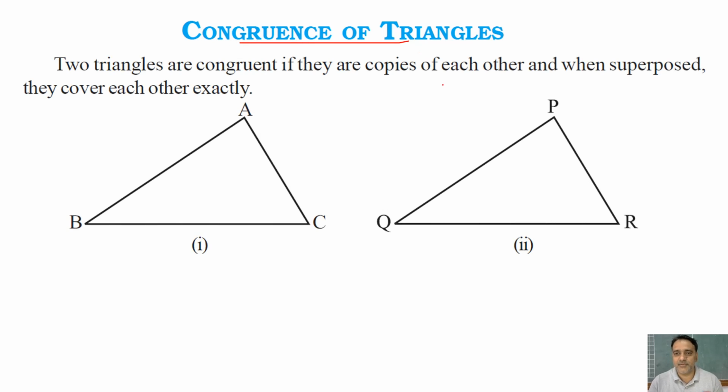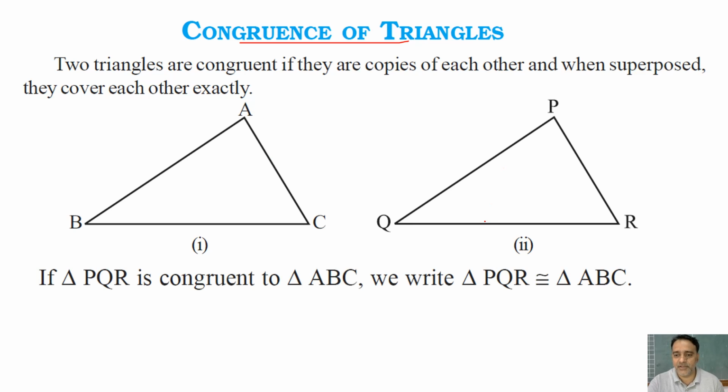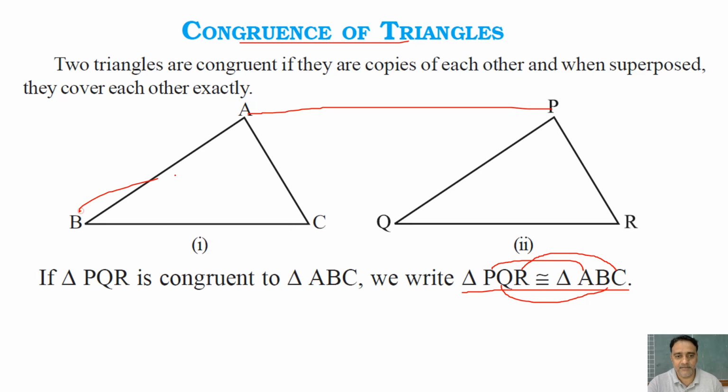Two triangles are said to be congruent if they are copies of each other, and when superposed, they cover each other exactly. So here triangle ABC and triangle PQR are congruent, and we will write it in this way. The corresponding vertex of P is A, the corresponding vertex of Q is B, and the corresponding vertex of R is C. Is that clear to all of you?